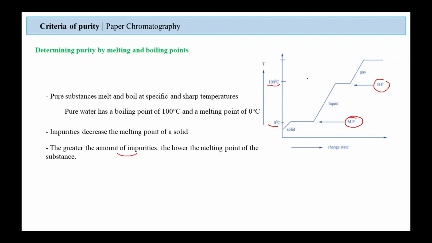From a heating curve, if we have an impure substance, we'll see that the melting will start before its actual temperature, and we will see something like this, which means it's not a plateau. It's something which is increasing. This is due to the fact that the impurities have different melting points.